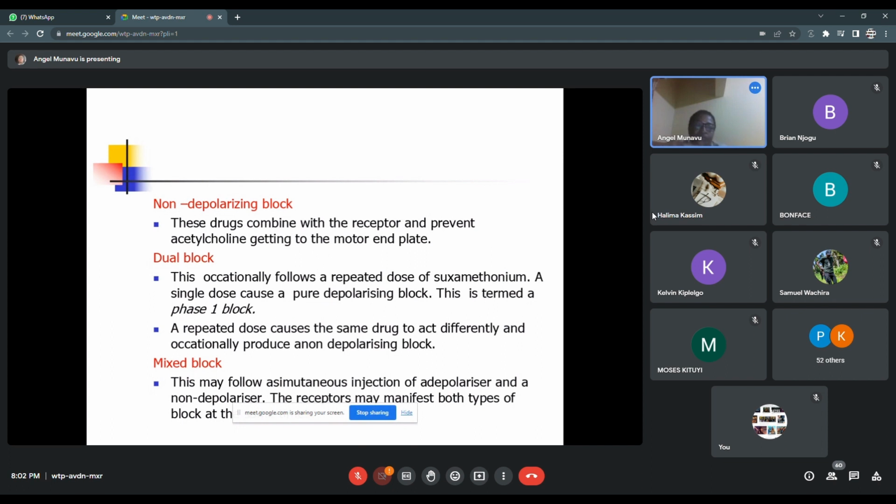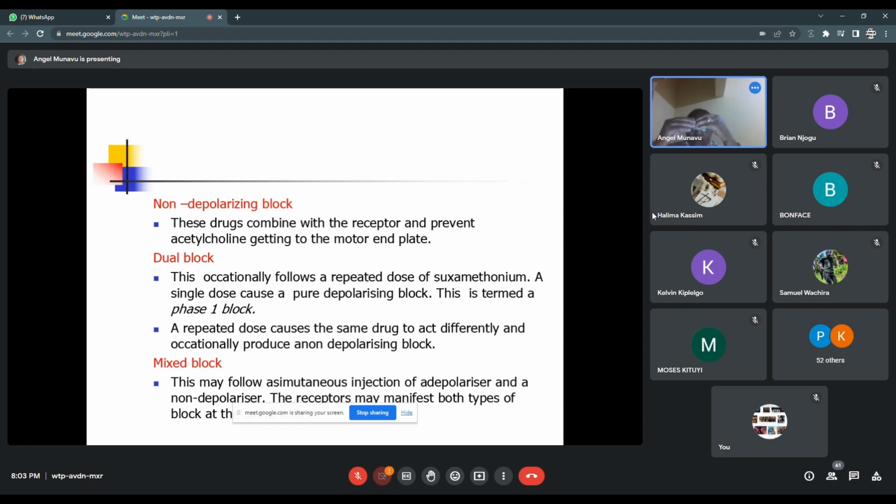Maybe you give 100 milligrams of suxamethonium, then immediately you give another 100 milligrams or 50 milligrams. What happens is that this depolarizing block becomes such that this drug will stay longer in those receptors, causing what we call a dual block.